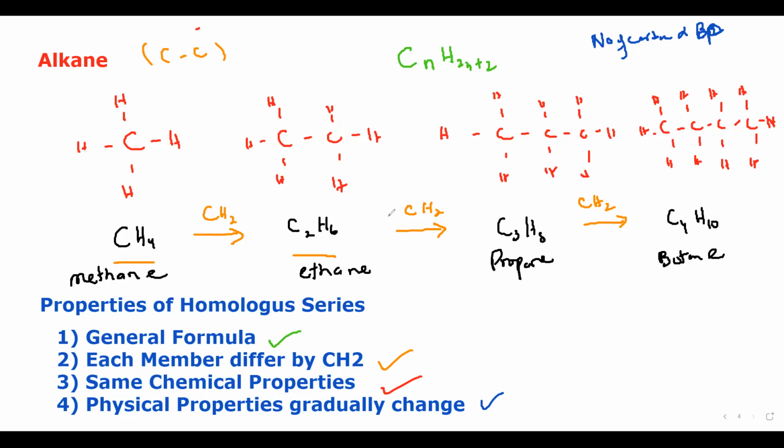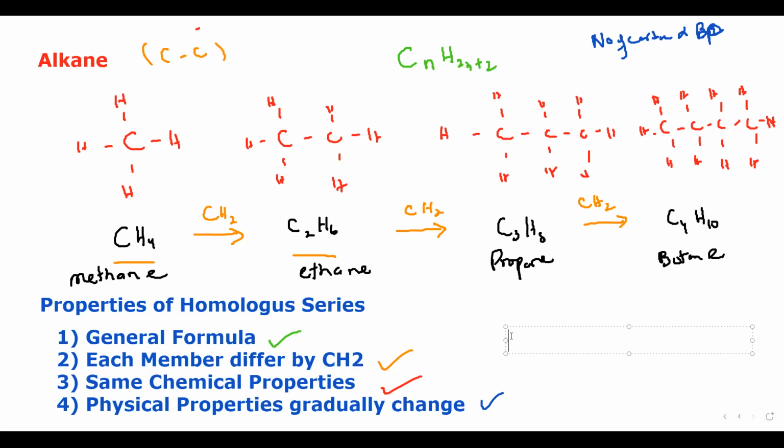When we check these members, methane, ethane, propane, and butane, we will find that each member has a difference of CH2. The physical properties gradually change, the chemical properties are the same, and they have a general formula. So we can say alkane is a homologous series, because alkane follows all the properties: it has a general formula, each member differs by CH2, the chemical properties are similar, and physical properties gradually change.